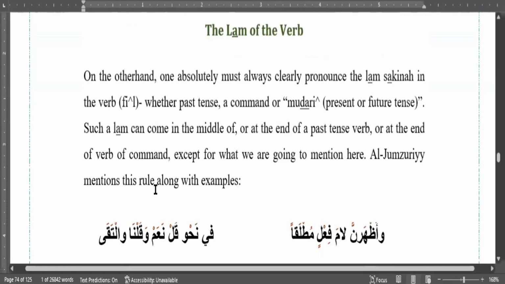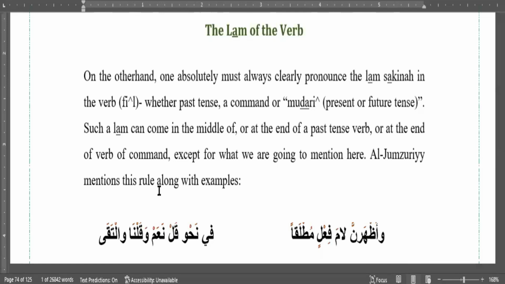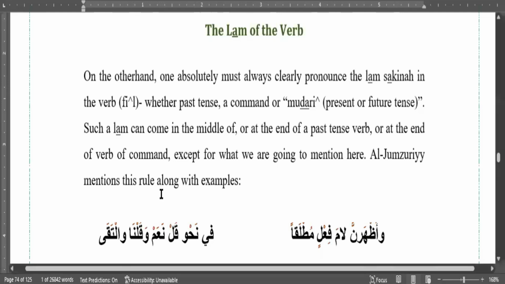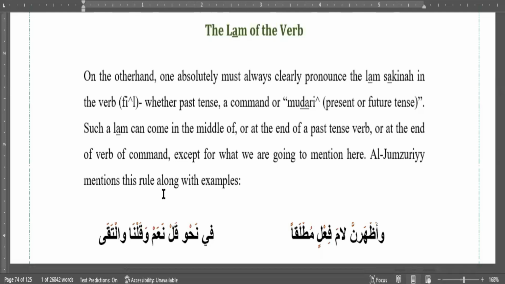The lam of the verb. On the other hand, one absolutely must always clearly pronounce the lam sakina in the verb, the fi'l, whether past tense or command or mudari', the present or future tense. Such a lam can come in the middle of or at the end of the past tense verb or at the end of the verb of command, except for what we are going to mention here.